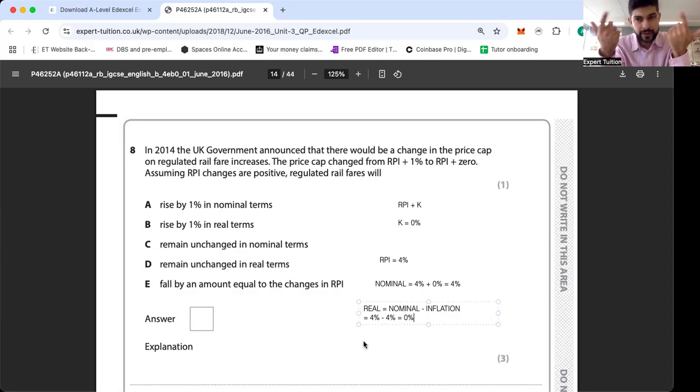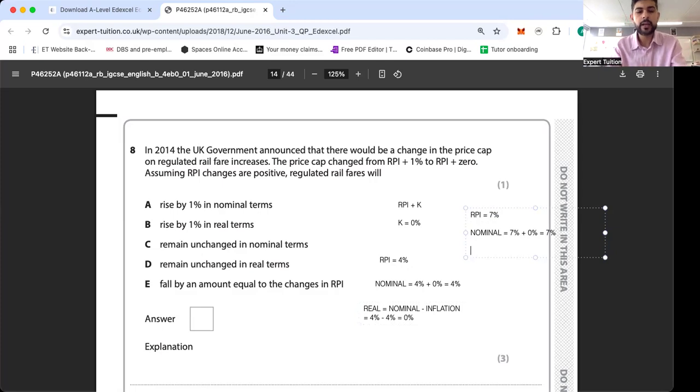But just to re-emphasize why that is the case, let's make up a different example. Give me another number for RPI. So now rather than 4%, let's say RPI in a given year was 7%. Remember what we do. The first thing we always do is get nominal, and the way we get nominal is we plug it into the formula. So it's 7%, RPI, plus K, which in this example is 0%. It's obviously equal to 7%. What happened in nominal terms? It didn't remain unchanged. In nominal terms, it went up by exactly whatever inflation was, in this case 7%.